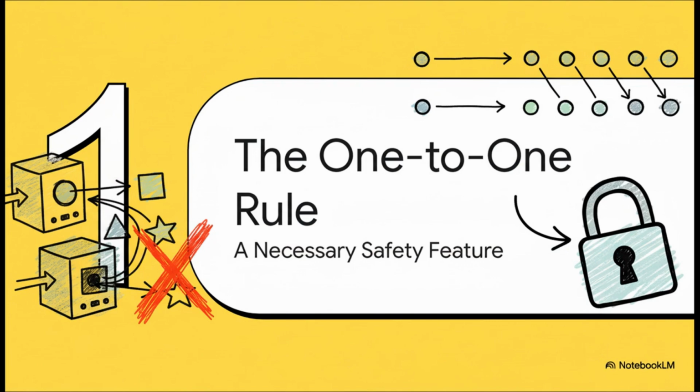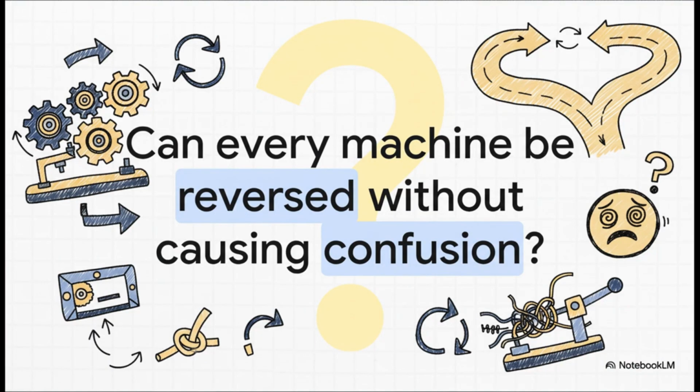Okay, but here's a little catch. It's not quite as simple as just hitting reverse on any function. Before we can even think about building our undo button, we have to talk about a really important safety feature. It's a rule that stops the whole system from breaking down into total confusion. I mean, can you just reverse any machine without causing some kind of problem? What happens when you try to go backward and the machine just glitches? It's stuck, totally unsure of what to do next.